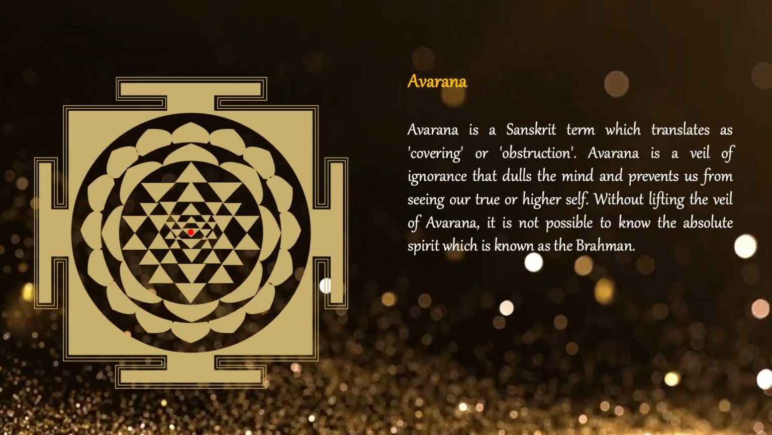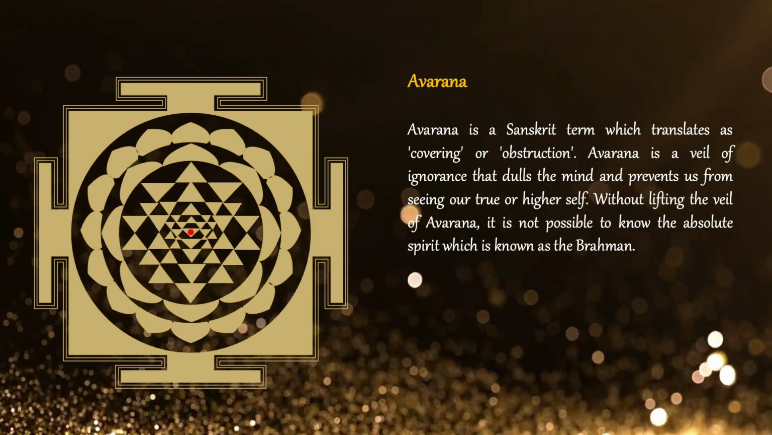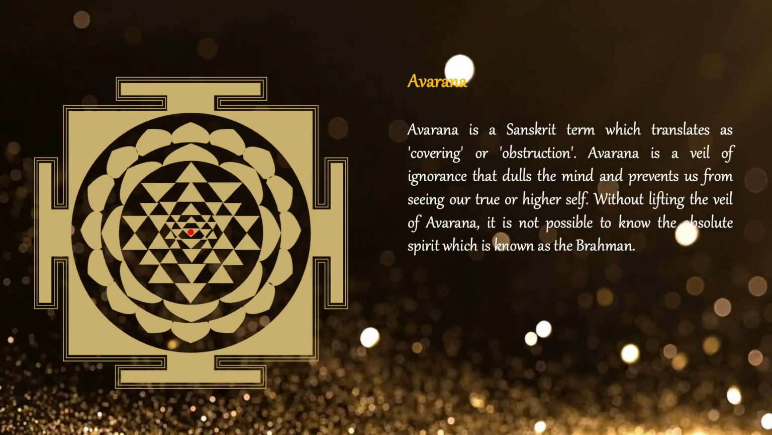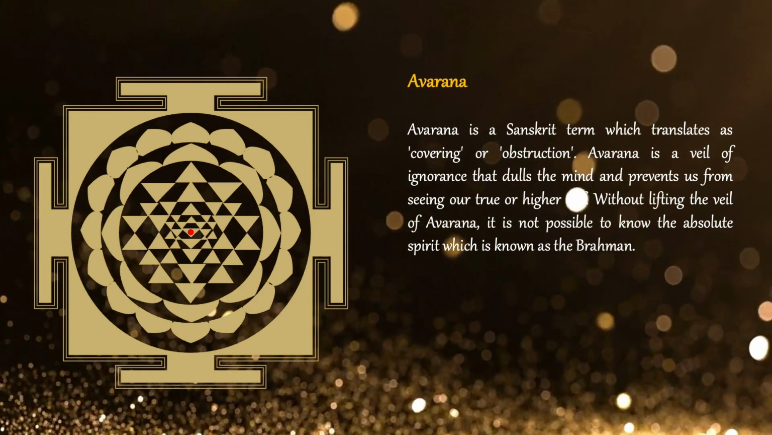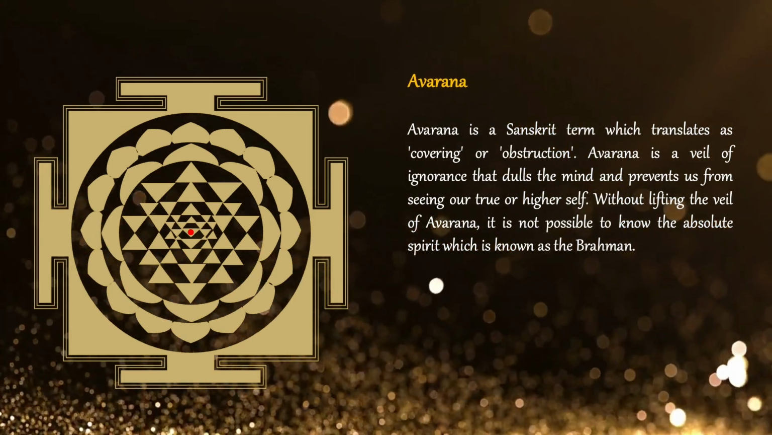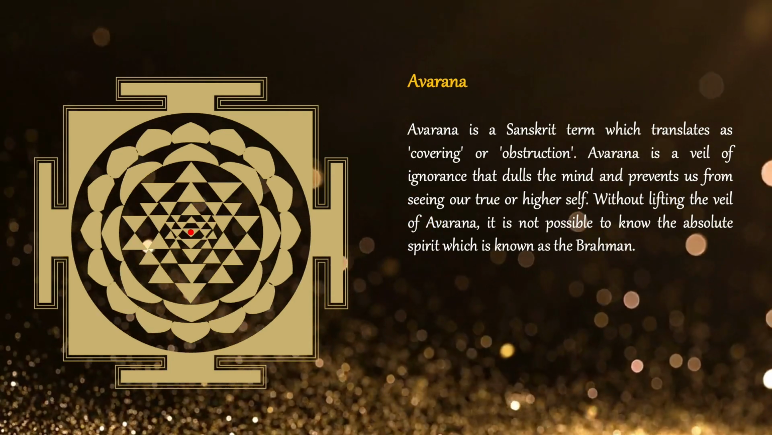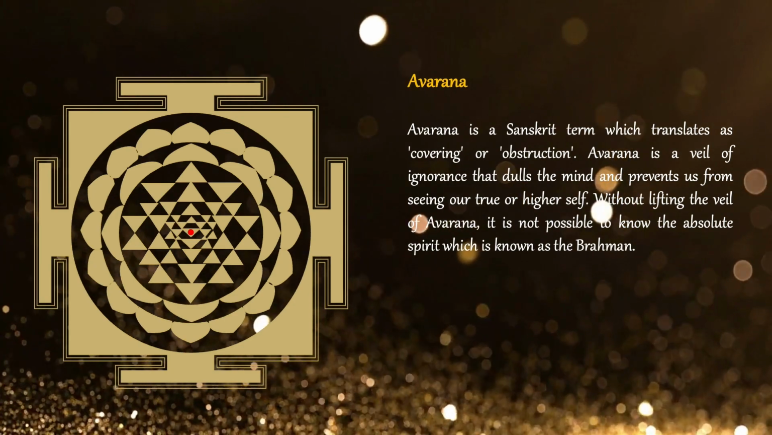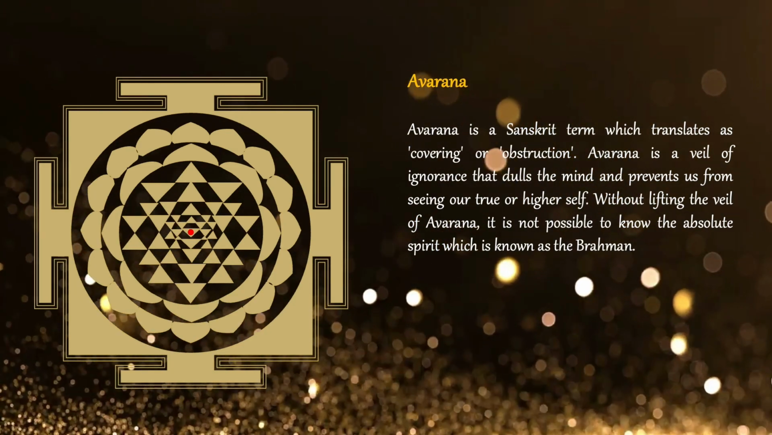Avarana is a Sanskrit term which translates as covering or obstruction. Avarana is a veil of ignorance that dulls the mind and prevents us from seeing our true or higher self. Without lifting the veil of Avarana, it is not possible to know the Absolute Spirit, which is known as the Brahman.